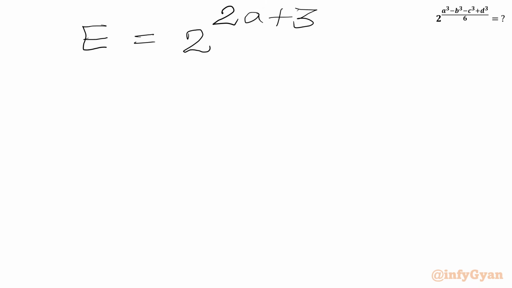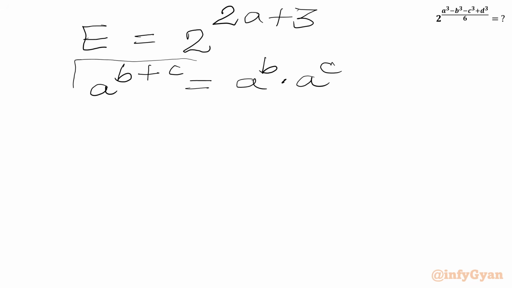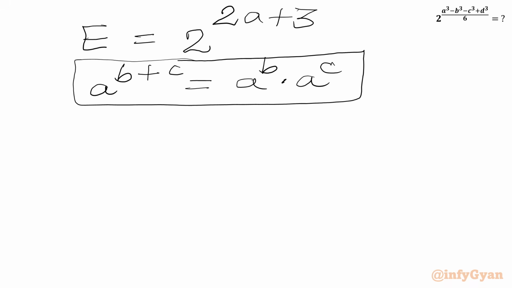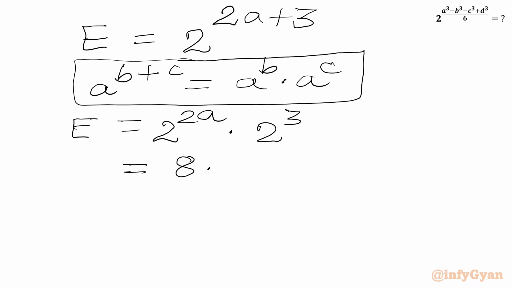Now I will write one exponent law: a power (b plus c) can be written as a power b times a power c. Let us use this exponent law. Expression will be equal to 2 power 2a times 2 power 3. Now 2 power 3 is 8. So we can write here 8 times 2 power 2a, and a is log 3 base 2.